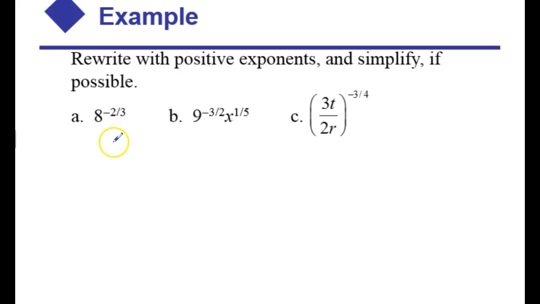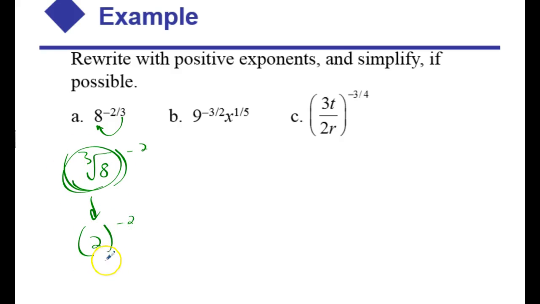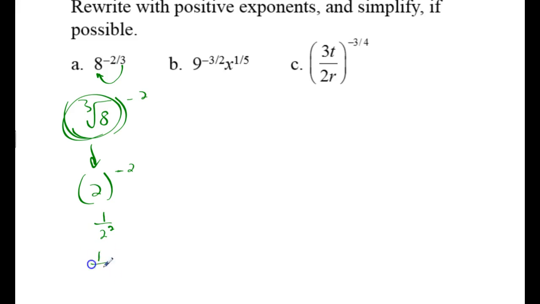So this says let's take the cube root of 8 and raise it to the negative second. Well, the cube root of 8 really is just 2, and 2 to the negative second. Well, this negative says put it in the denominator, and the 2 says square it. So let's repeat this process.